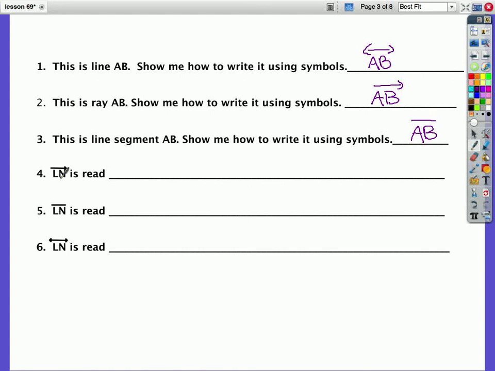Now, number 4, that is read, ray LN. I write ray LN. Here, it's read, segment LN. Here, it's read, line LN.